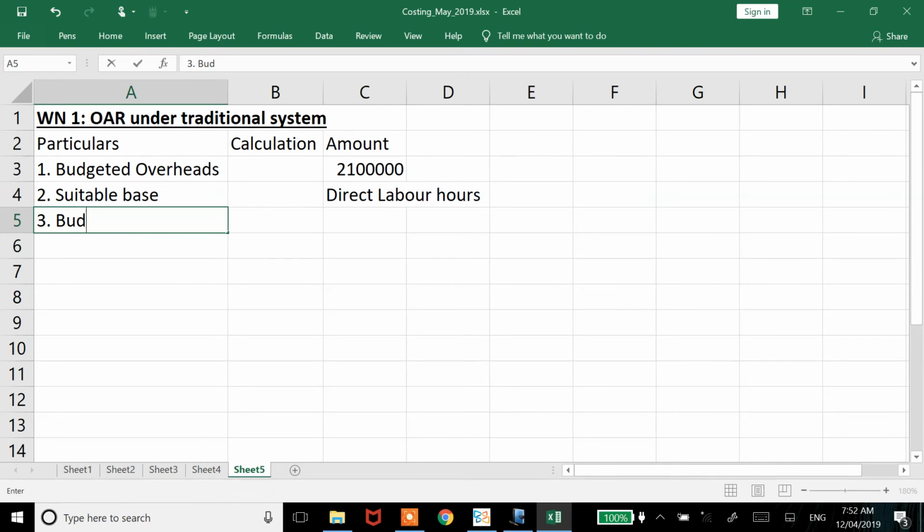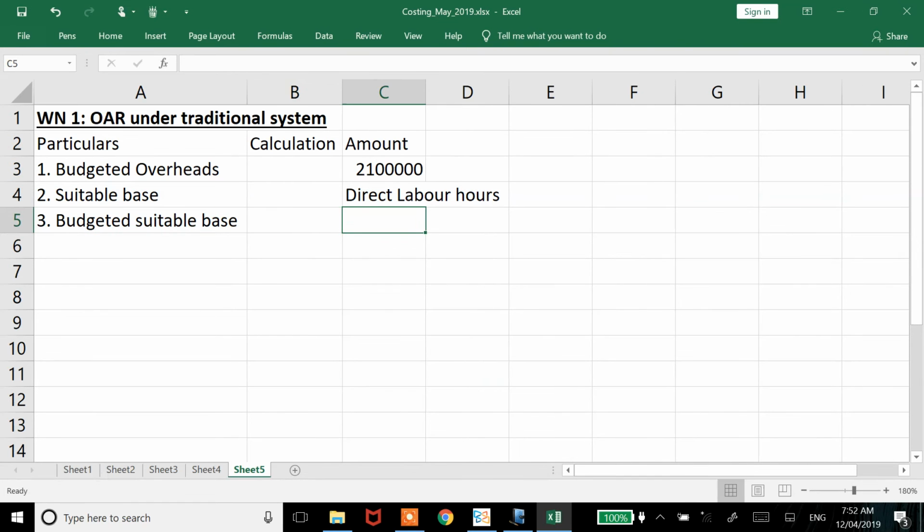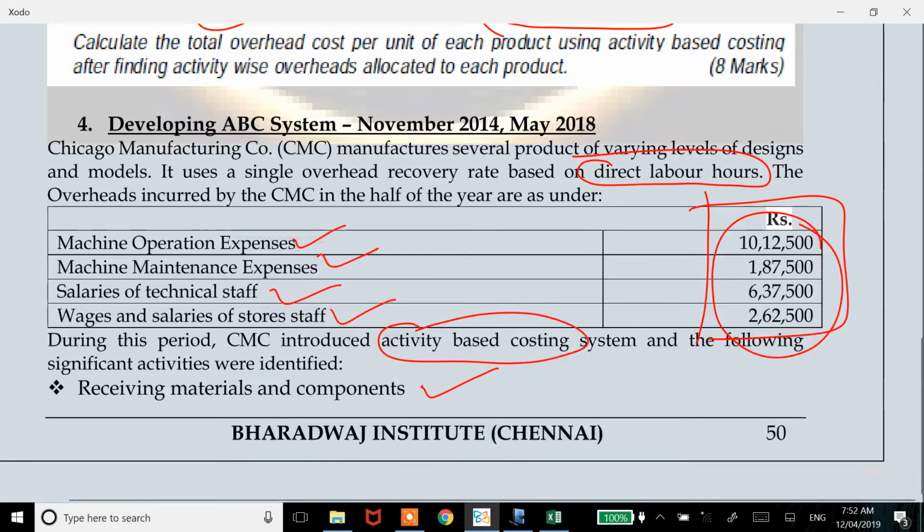Point number 3 is budgeted suitable base. Now how you read this is, budgeted suitable base is nothing but budgeted direct labor hours. In place of suitable base, the name is direct labor hours. Sometimes you will read it as budgeted machine hours, sometimes as budgeted material cost, depending on what is the base. So how much is the labor hours for the company? 40,000.